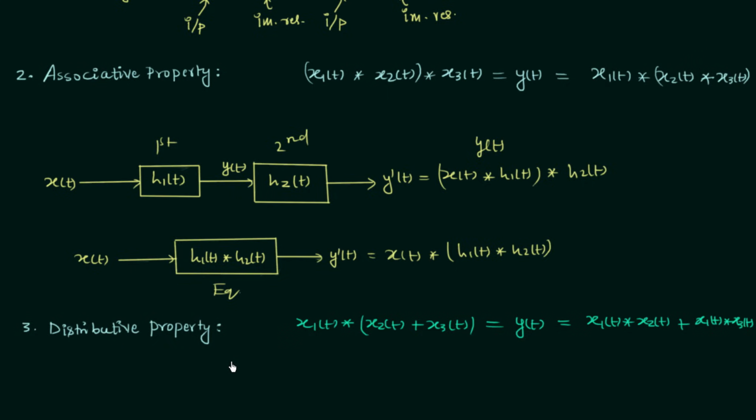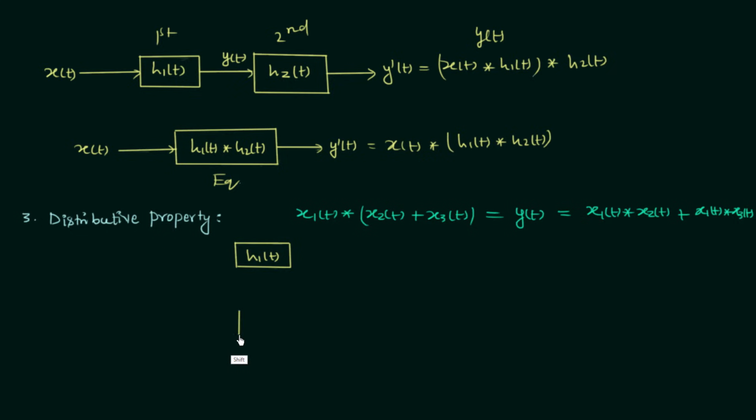I will take two different systems. Let's say this is our first system and the impulse response of this system is h1(t). Now we will connect another system in parallel with the first system, and the impulse response of the second system is h2(t), and we will apply one common input to the two systems.